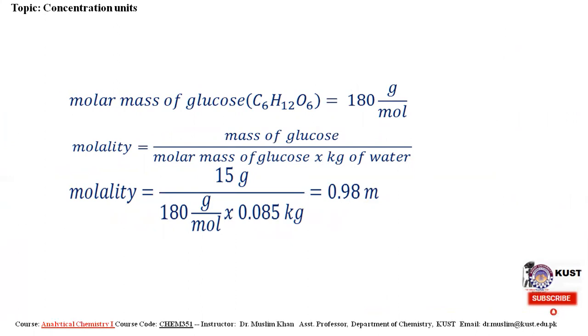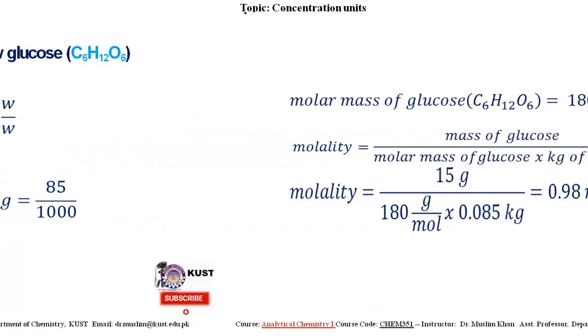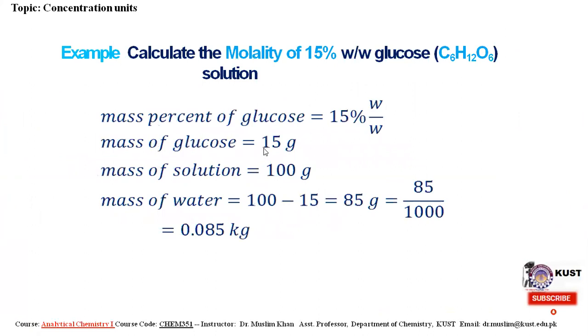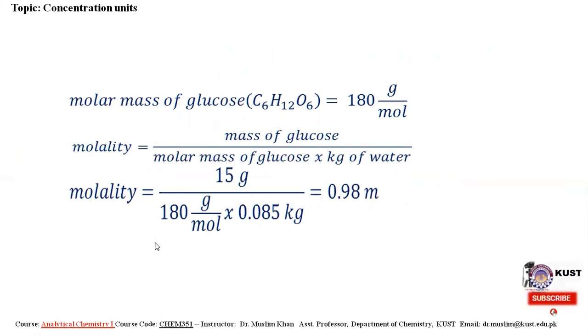The same way you can calculate it for molarity as well. For molarity, you need the number of moles of solute. The solute is glucose, 15, divided by 180. This is the number of moles dissolved per liter of solution. So you convert the volume into a liter, and then it will be called the molarity.